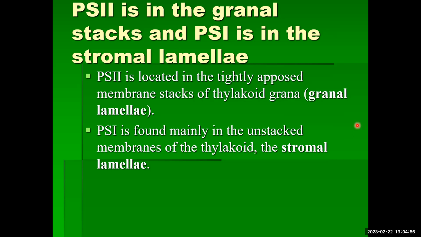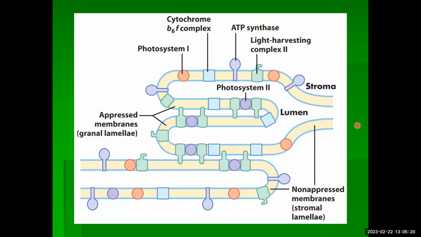PS1 is found in the unstacked membranes of the thylakoid, that is the stromal lamellae, what the old electron microscopists called frets. They're in the frets. And here's a picture from your book that shows this.